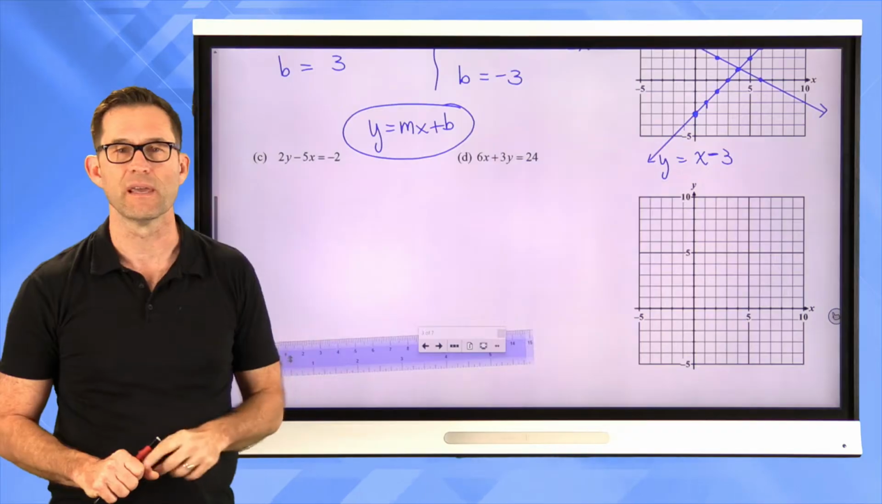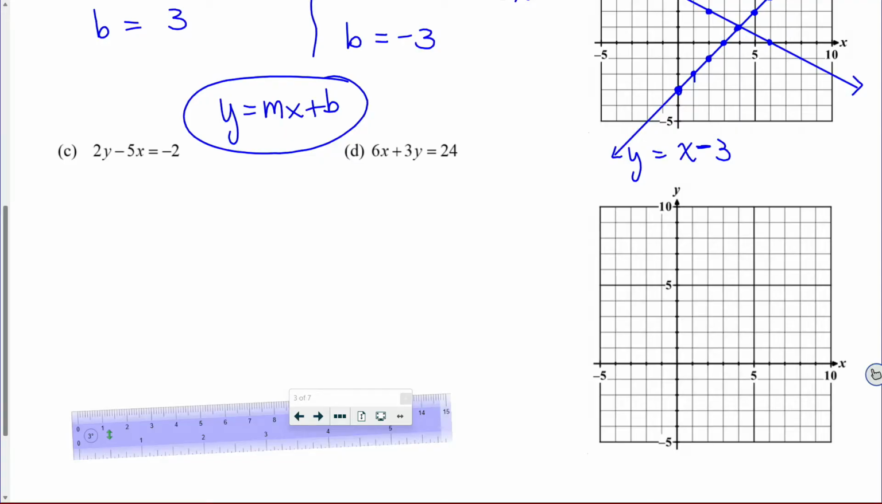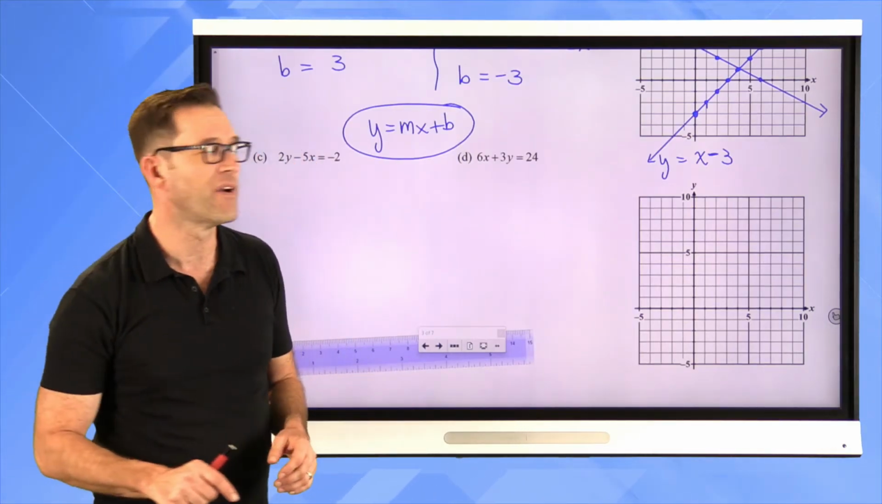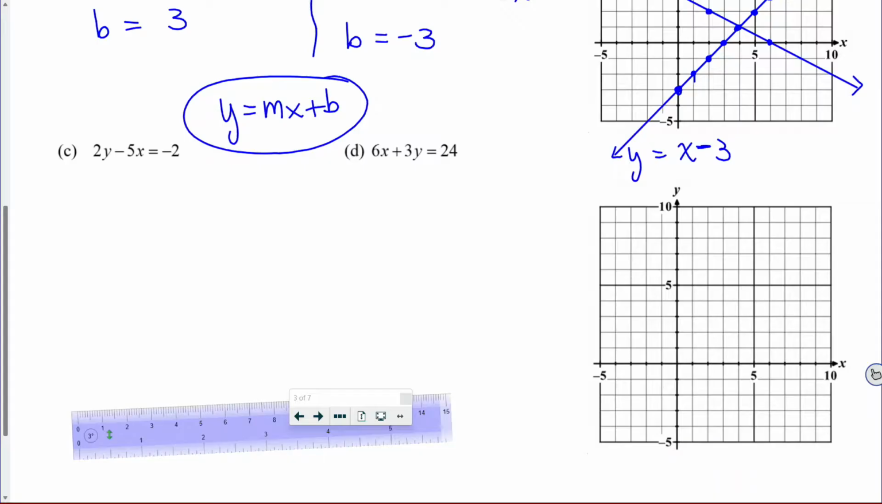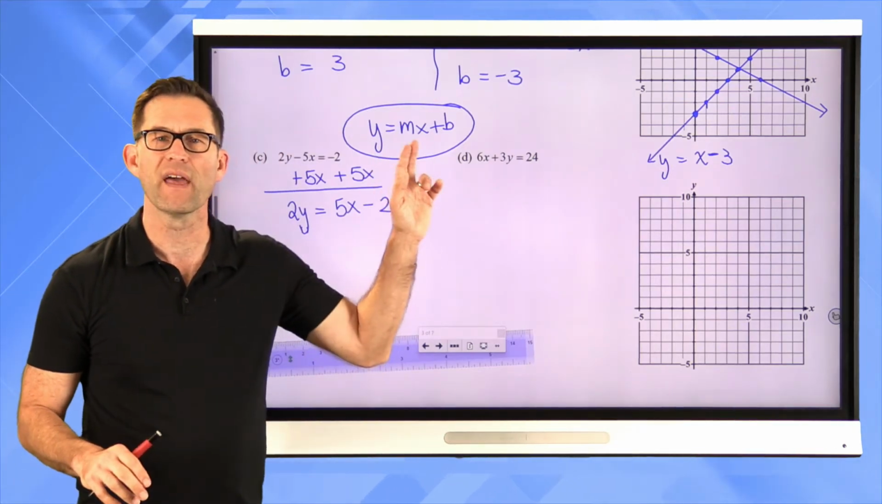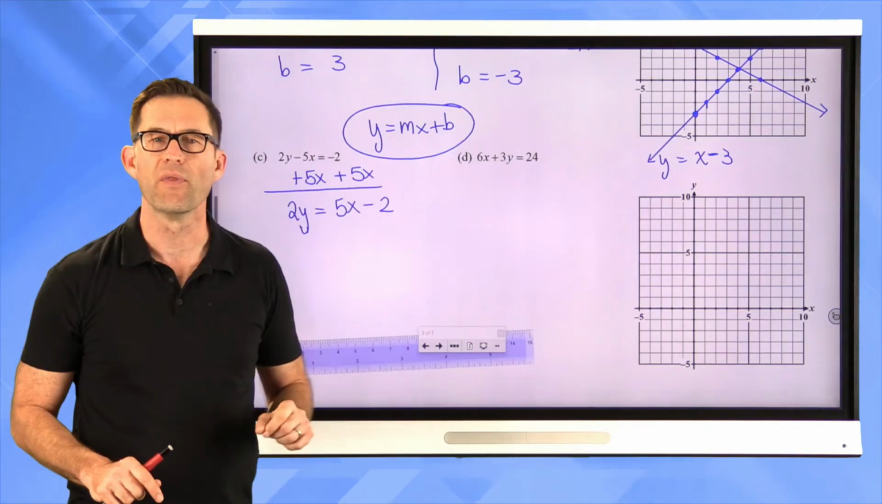So let's take a look at C. In C, I have 2y minus 5x is equal to -2. Now, in order to get it in its slope-intercept form, I need to isolate the y variable. The first thing I will do in this case is I will add a 5x to both sides. Now the best thing you can do right now is rewrite this as 2y is equal to 5x minus 2. All right, you could write it as negative 2 plus 5x, that's fine, but given that I want the x to come first, it's always good to do that.